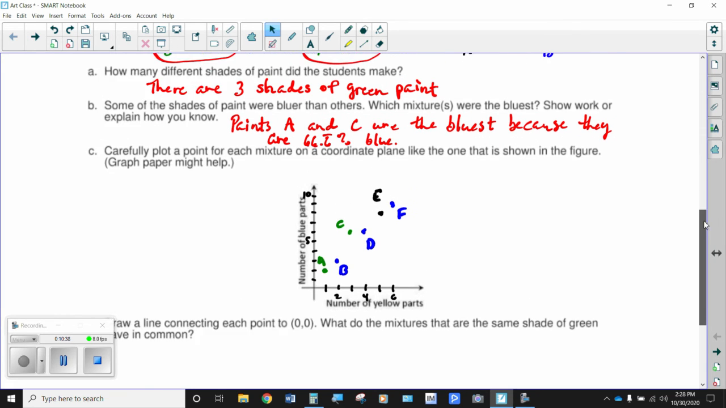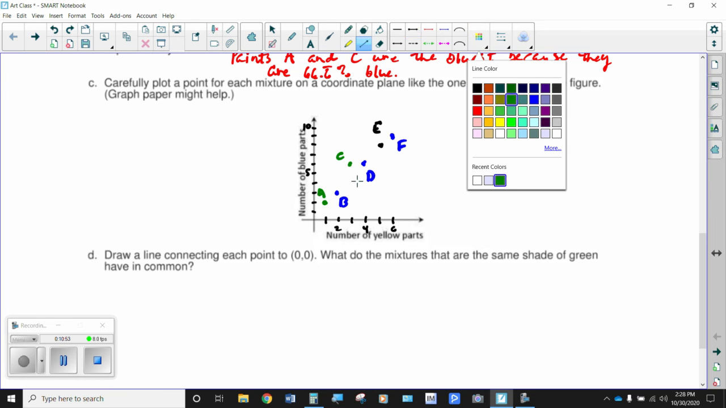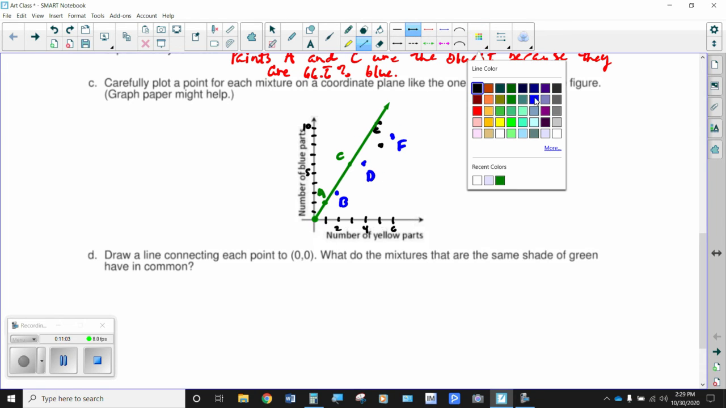All right, so then the last part says, draw a line connecting each point to 0, 0. What do the mixtures that are the same shade of green have in common? So let's do this one in green. We'll start right here and color this green. All the ones that are green would go through there. Let's do the ones in blue.